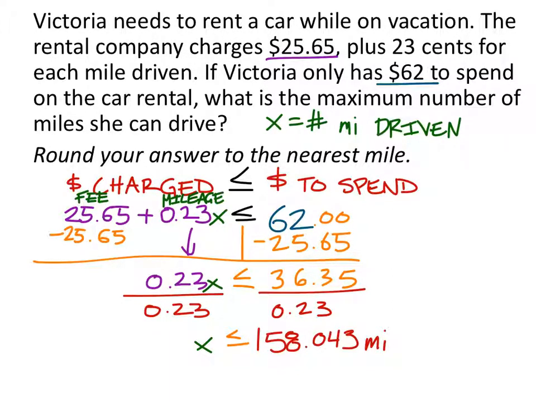Here's what we know: if she goes over 158, the company's likely to round up anyways. So the moment she drives just past 158 miles, they're going to charge her 159. And that would mean she doesn't have enough money for 159 miles. But we can see that she does have enough for exactly 158 miles, then she will be able to afford this car rental.